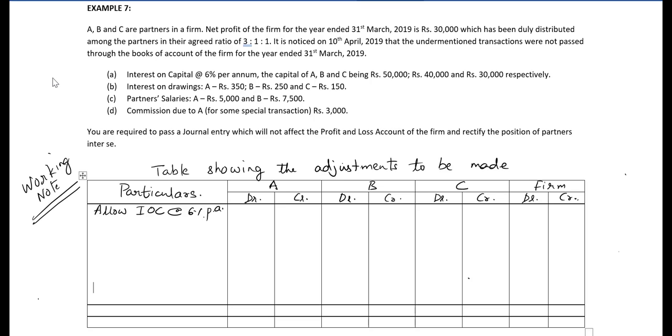For allowing IOC, we need to credit the partner and debit the firm. 6% on capital of A, 50,000, is equal to rupees 3,000. 6% on the capital of B, 40,000, is rupees 2,400. And 6% on the capital of C, rupees 30,000, is 1,800. On adding this up, we get 7,200, which I will put in the debit column of the firm.